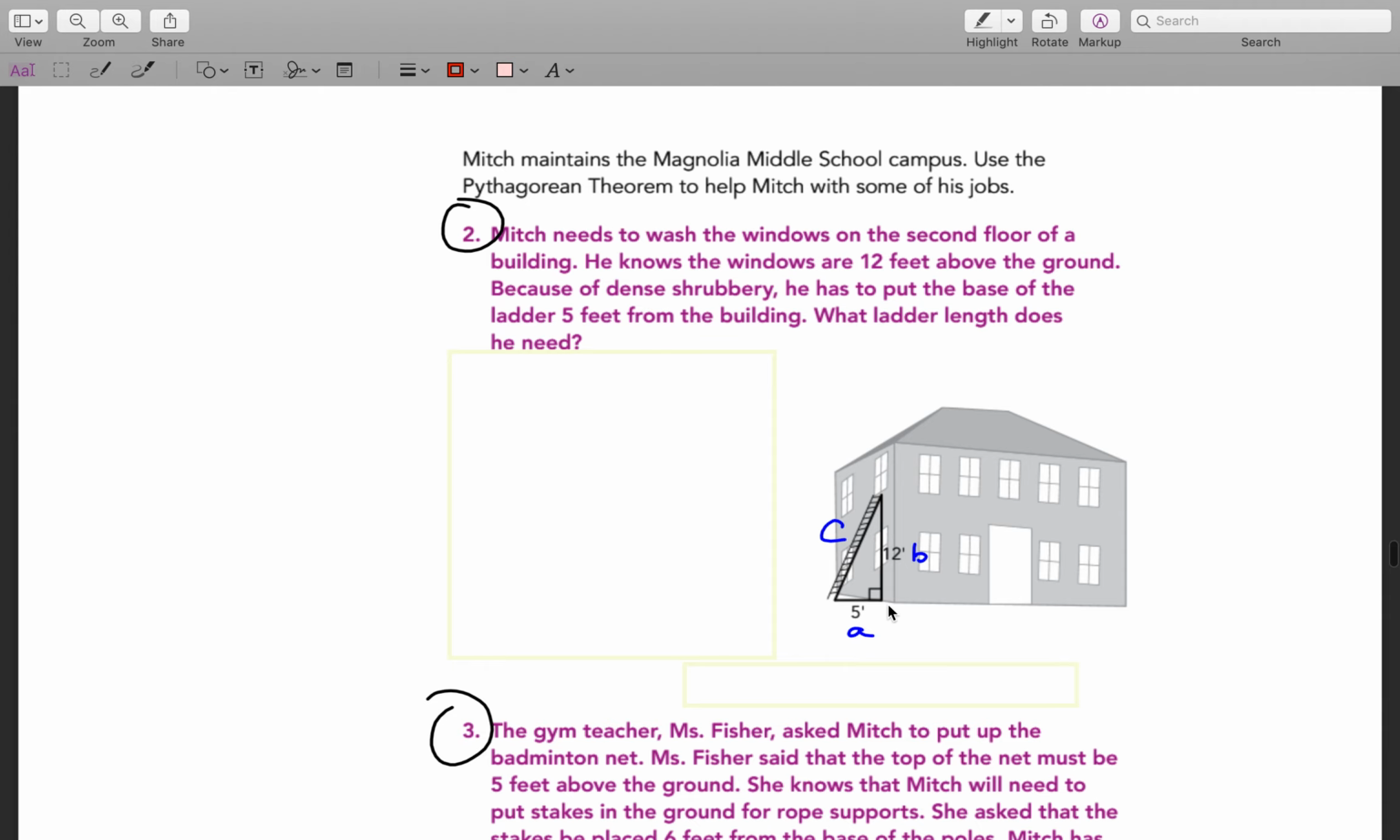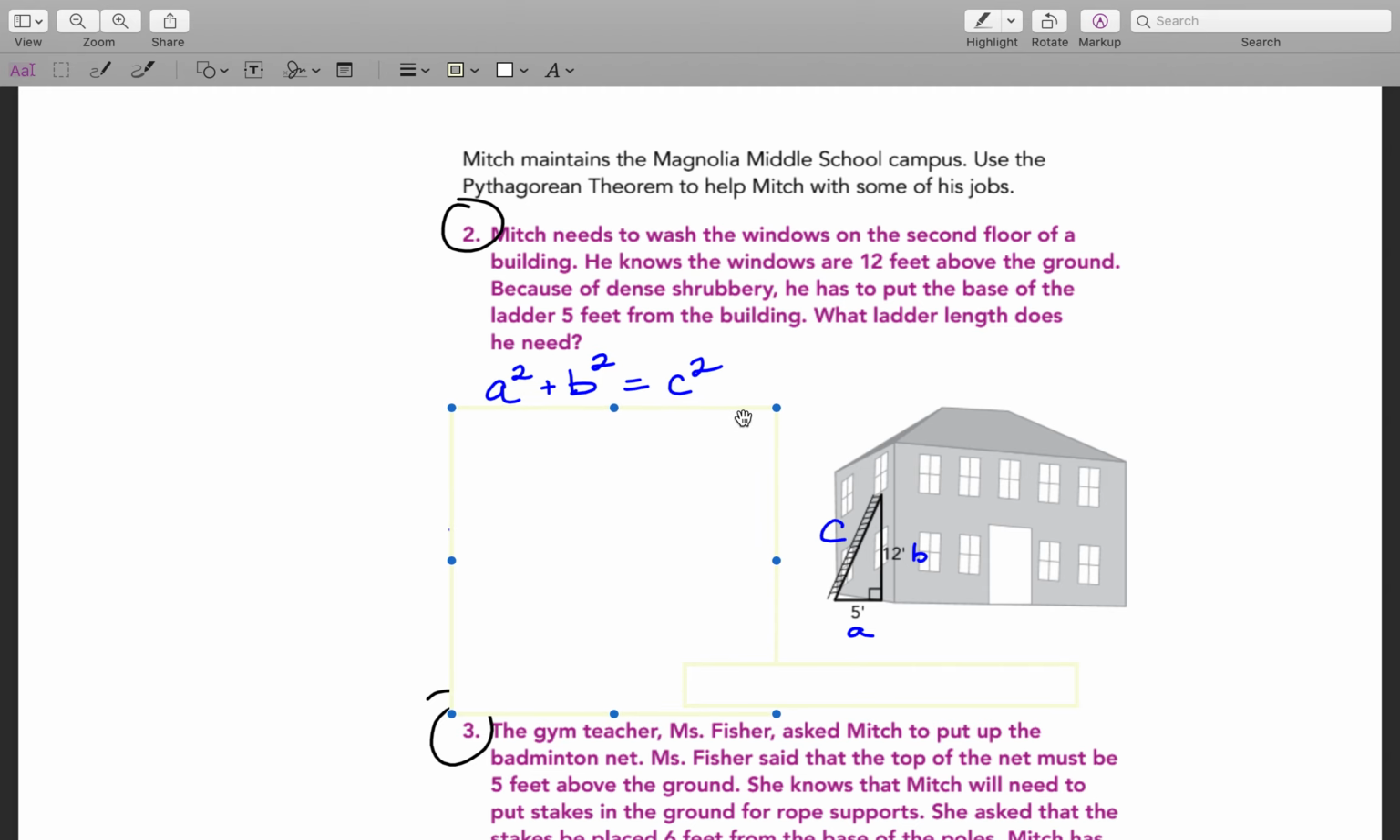We have 5 feet from the building. So this is the building, 5 feet from the building. This is 12 feet above the ground. And we're trying to figure out what ladder length does he need, right? So we're trying to figure out the hypotenuse. So once again, we're going to use the Pythagorean theorem to solve for C. So since we have the A and B, right?